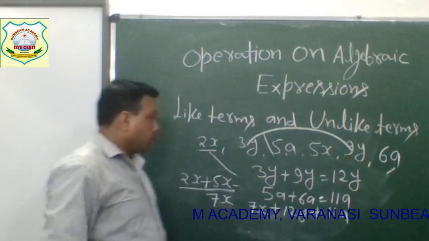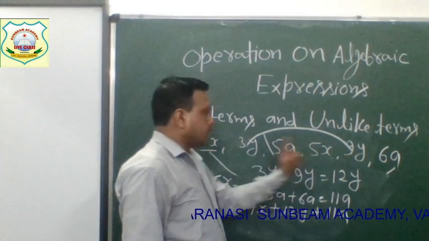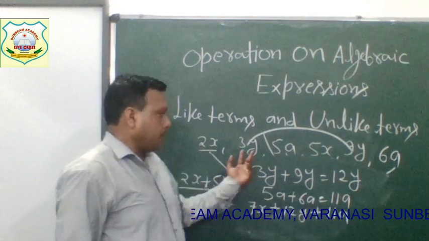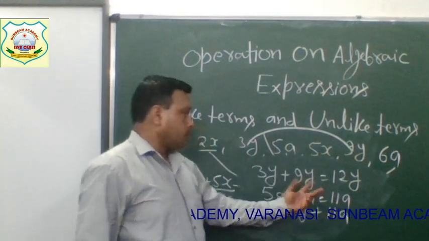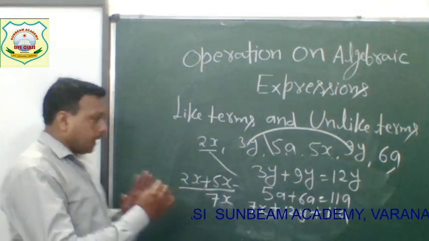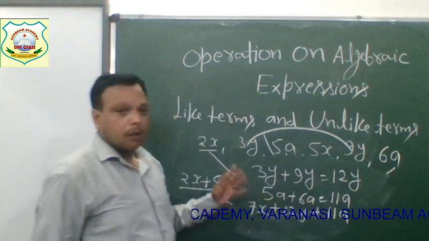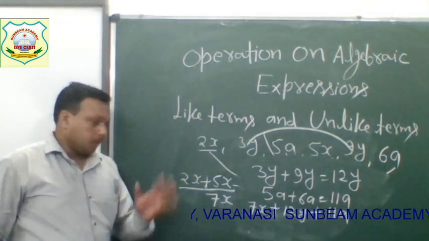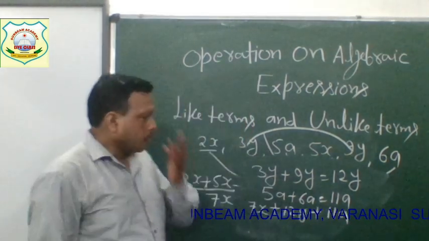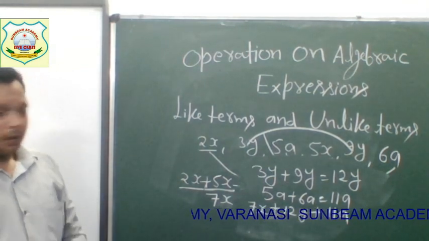Okay students, what we have learned just now: like terms, when the variables are the same, we can add them. 2x plus 5x is 7x, 3y plus 9y is 12y, 5a plus 6a is 11a. But 7x, 12y and 11a we cannot add, because they have different variables. So now you have understood what like terms and unlike terms are.